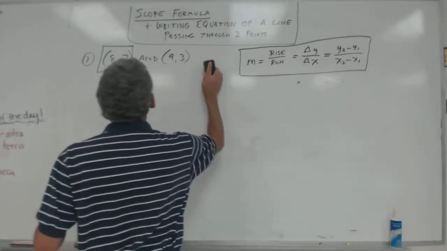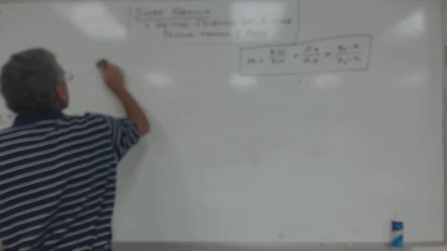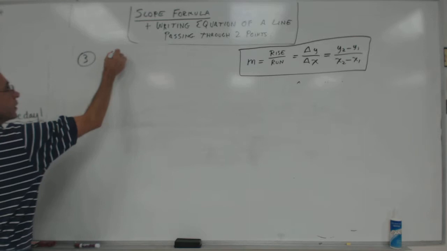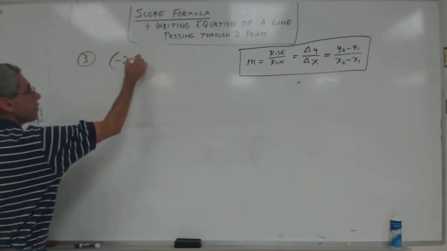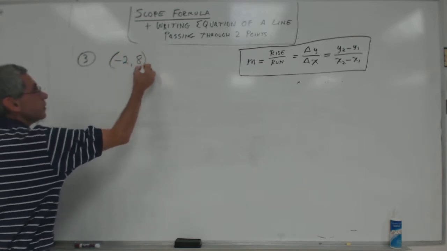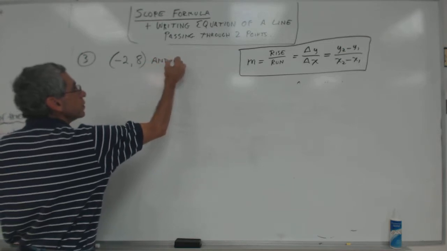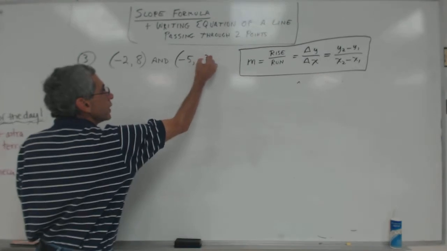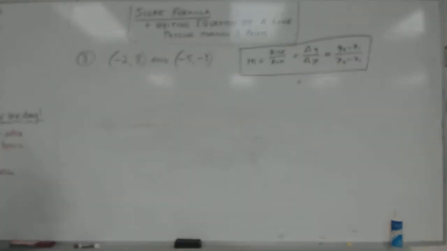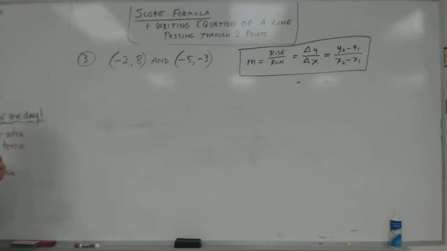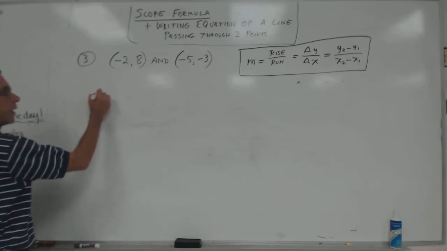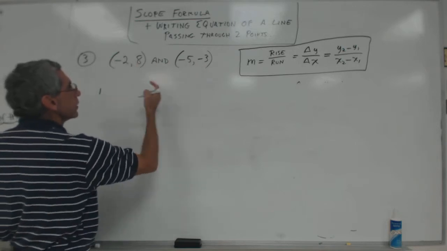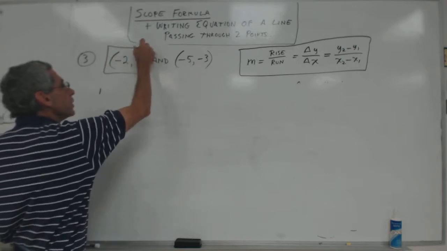Alright, so let's try another one. Let's make them slightly harder. So let's say we had negative 2 comma 8 and negative 5 comma negative 3. Okay? So again, I write, okay, which one is my bigger y? 8 or negative 3? 8. So I'm going to put a box around that.